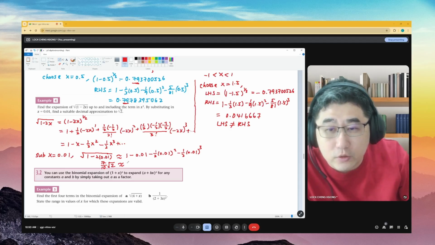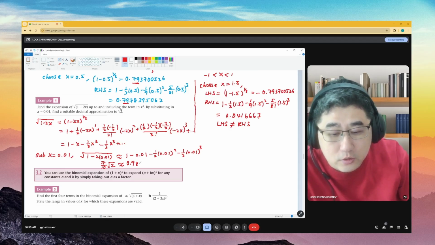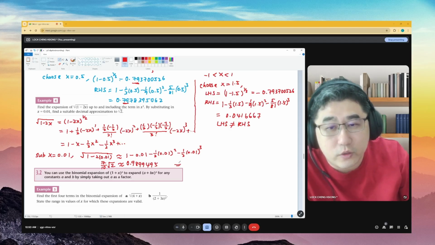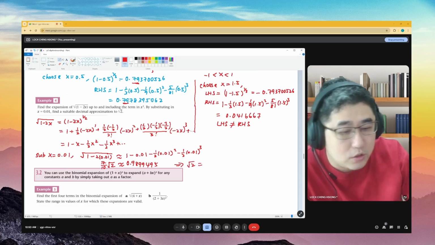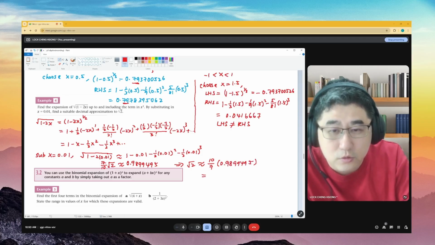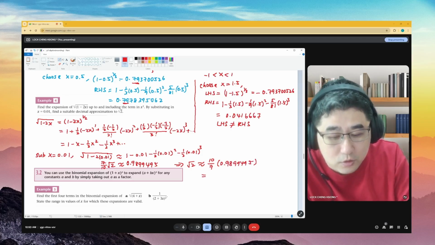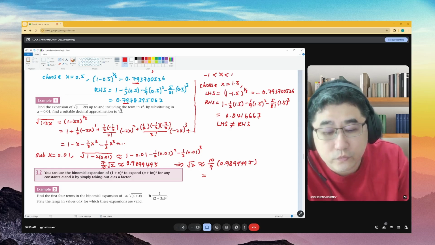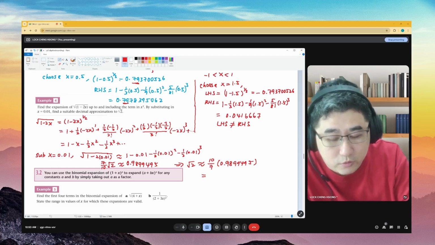So I have 0.98999495. Over here, you will see that square root 2 is approximately 10 over 7 of 0.98999495. So times 10 divided by 7.